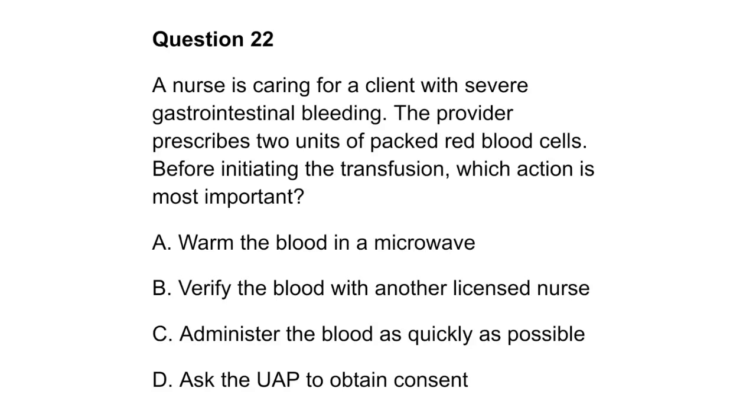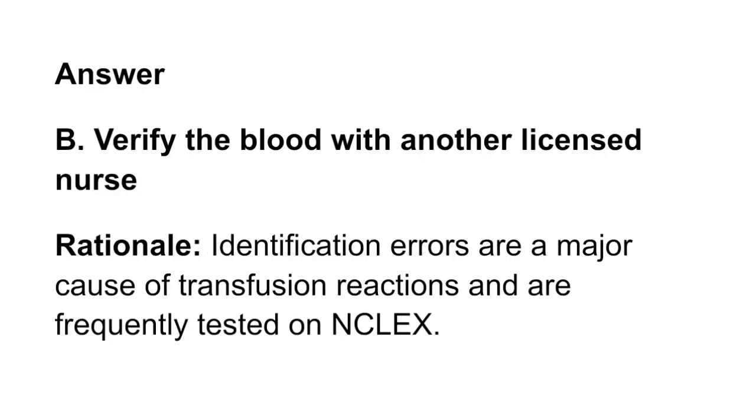Question 22. A nurse is caring for a client with severe gastrointestinal bleeding. The provider prescribes 2 units of packed red blood cells. Before initiating the transfusion, which action is most important? A. Warm the blood in a microwave. B. Verify the blood with another licensed nurse. C. Administer the blood as quickly as possible. D. Ask the UAP to obtain consent. Answer: B. Verify the blood with another licensed nurse. Rationale: Identification errors are a major cause of transfusion reactions and are frequently tested on NCLEX.